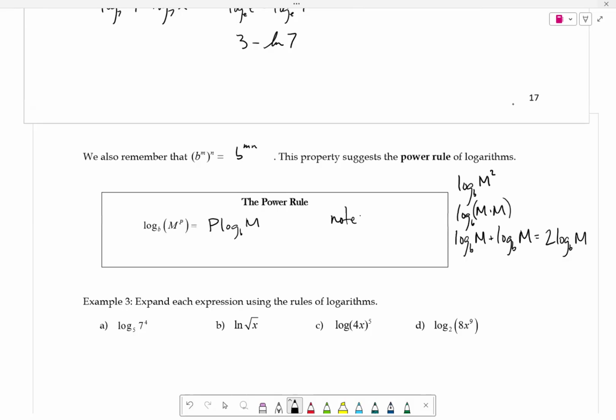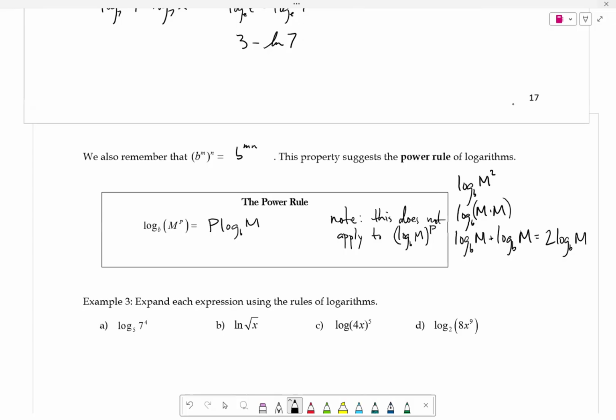Note, this does not apply to log base b of m to the p. Because that's a completely different thing, right? That's a whole log being raised to some sort of power. If you see something like that, you're going to have to find some different strategy. So keep that in mind.